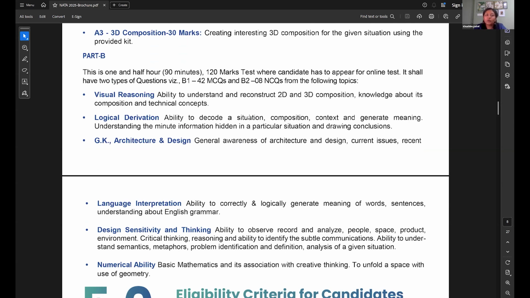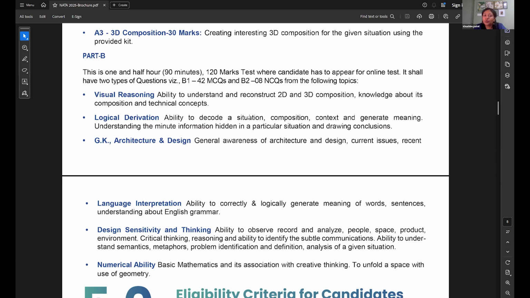Please keep in mind the 108-second clock, because every question has to be submitted within the given timeline. If you miss putting your answer and the timeline gets over, it might go as not attempted. So be careful, keep an eye on that, and try to attempt accordingly.